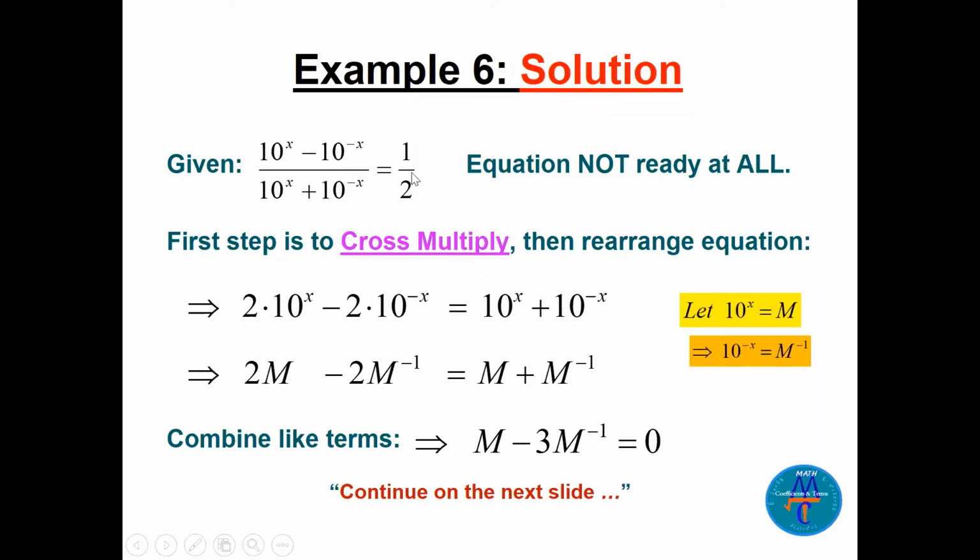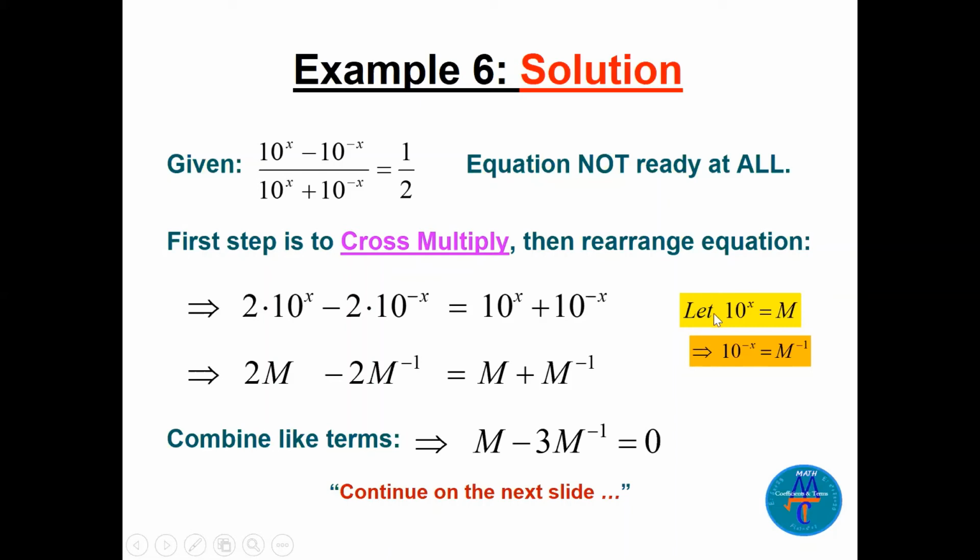See, the other one was ready when we have a number to the power is equal to another base to the power. So the first step here is to cross multiply. So I can cross multiply here 2 times 10 to the power x. See, 10 to the power x is like a value here, multiply by 2. Minus 2, 10 to the power minus x. 1 times this is that one here. Just to make it easy, you can continue like that. No problem, you can continue.